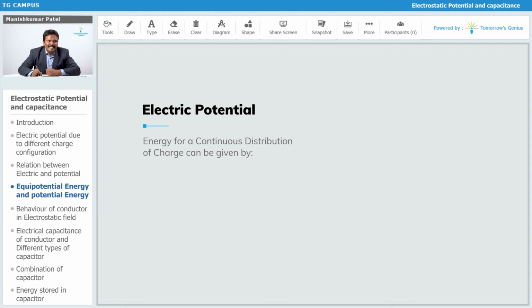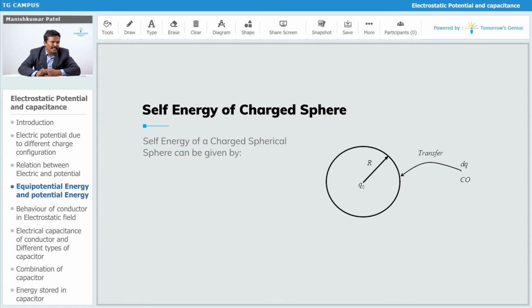Now we will see the energy for a continuous distribution of a charge. Definitely you have to bring the charge dq to form the spherical shell. So you need to do some work, and that work done will be saved in the form of energy. That is nothing but your energy for a continuous distribution of charge, and it is applicable for your spherical shell as well as for your sphere. We will see the first case of your spherical shell.